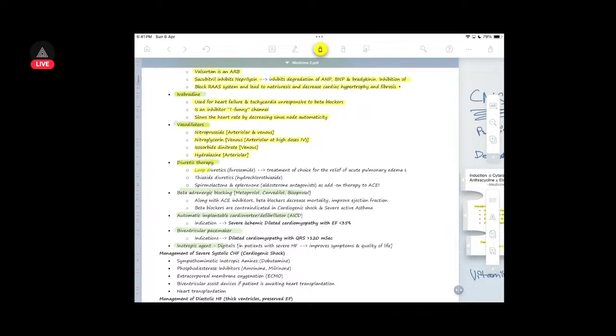Then you have diuretic therapy. You have loop diuretics, furosemide, the treatment of choice for acute pulmonary edema. Then you have thiazide diuretics, which is hydrochlorothiazide. Spironolactone, an aldosterone antagonist, is add-on therapy to ACE inhibitor.